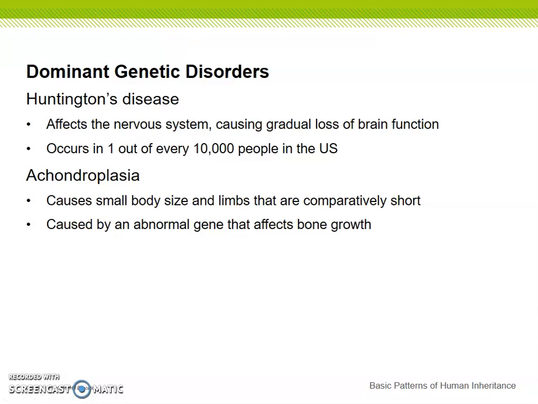Dominant genetic disorders. They're a little bit different because if you have 1 dominant gene, you're going to have the disorder. Huntington's is an example of this. It affects the nervous system, causing gradual loss of brain function, and it occurs in about 1 out of every 10,000 people in the United States.